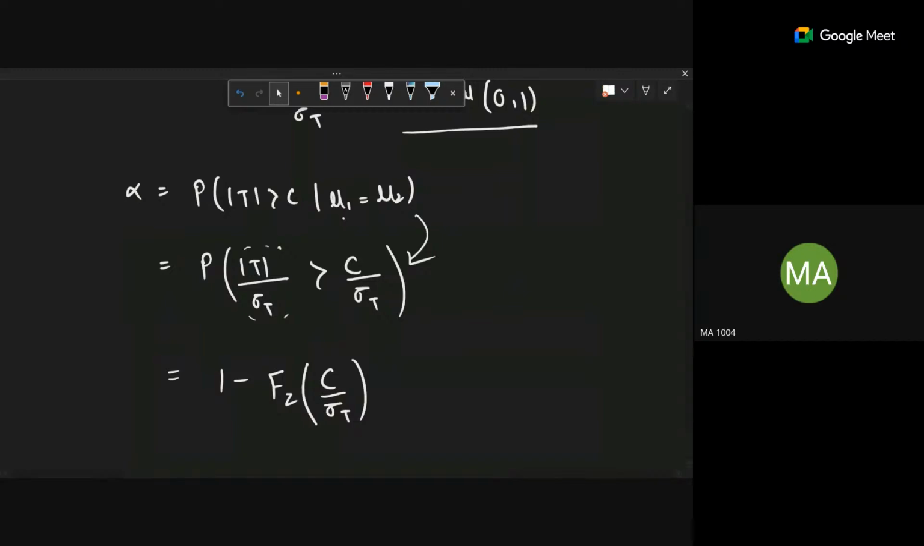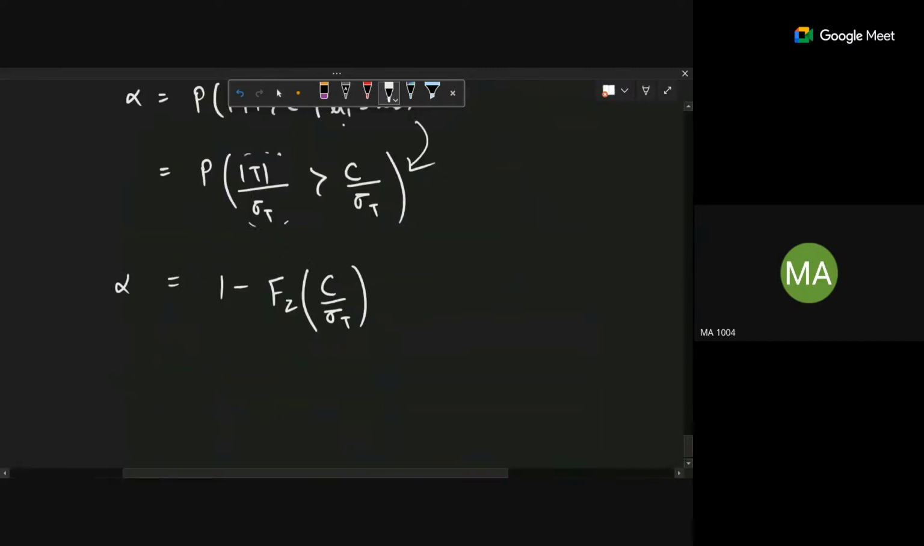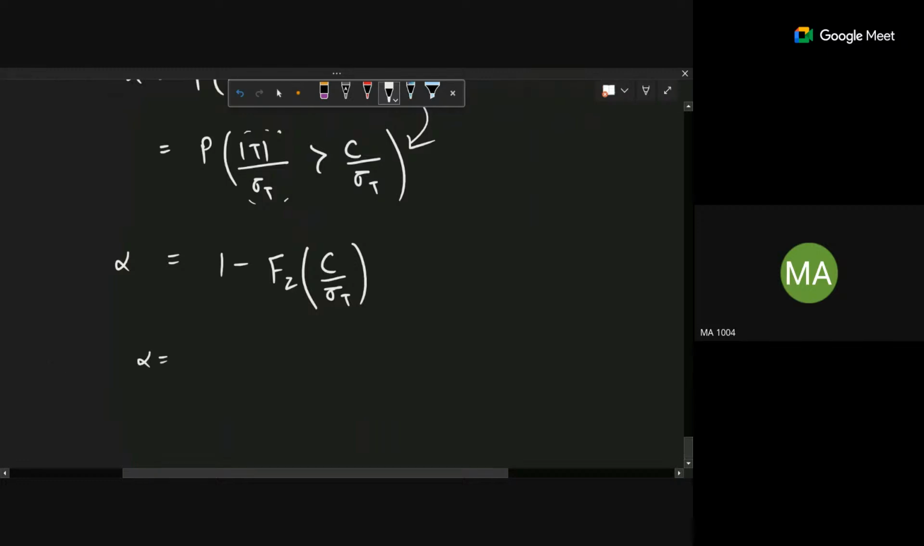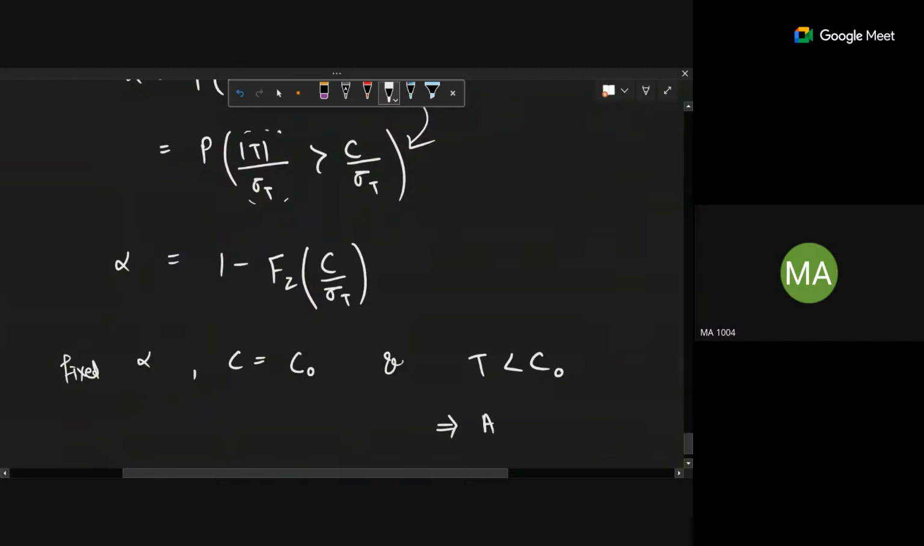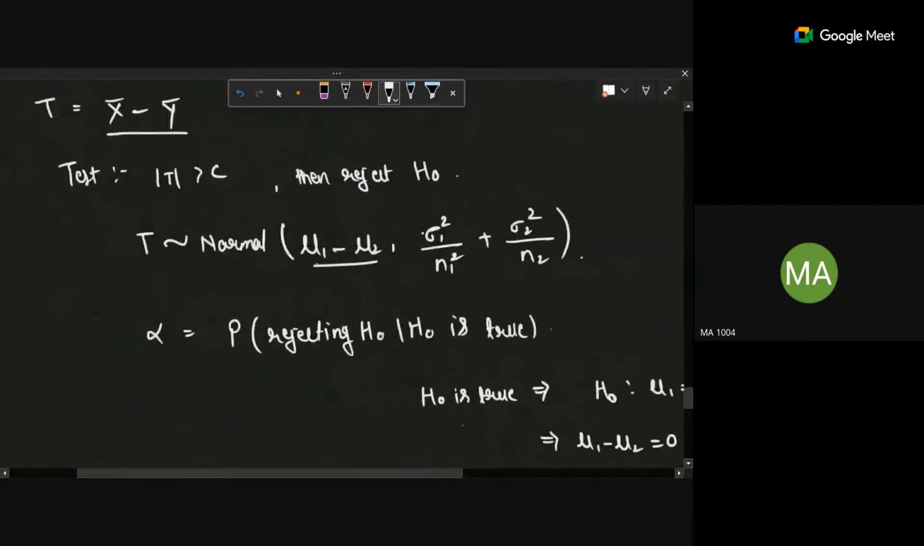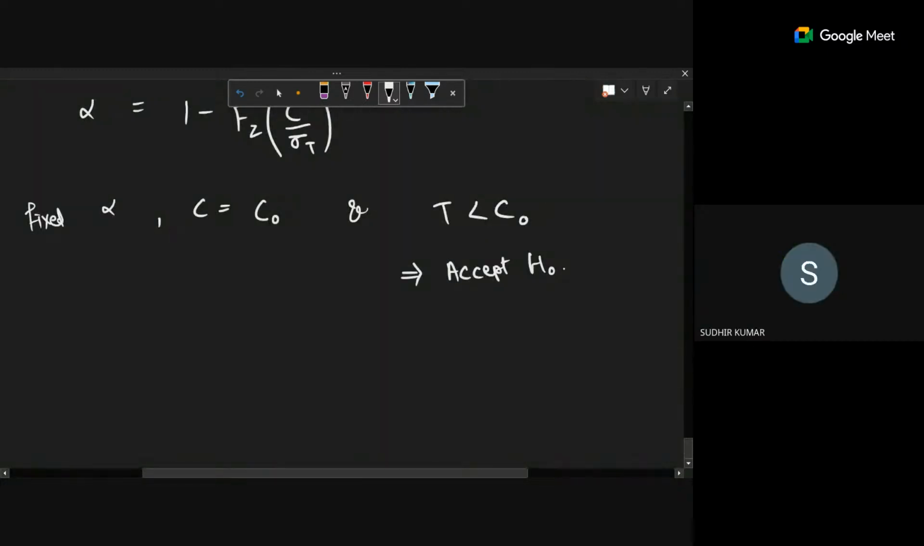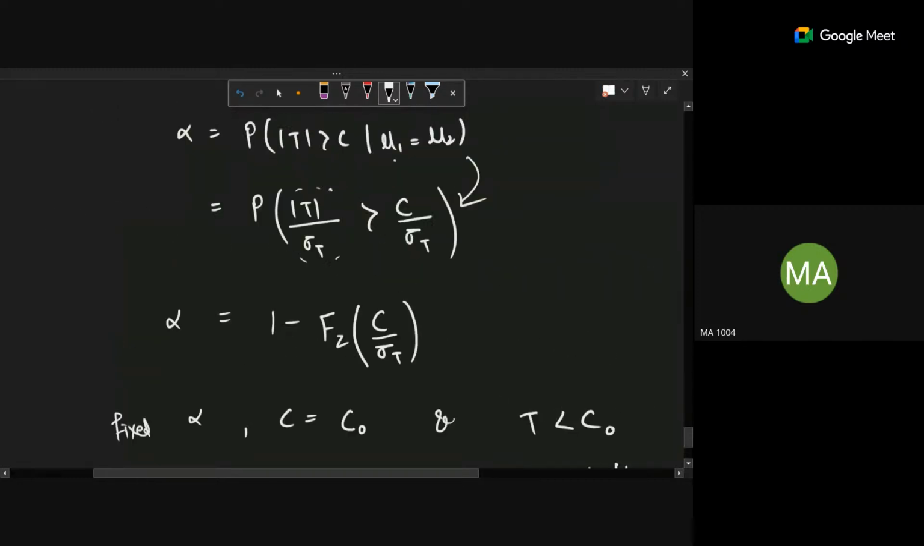Based on that, we check the conclusion for the test. Let's say for some fixed alpha, we find that the value of c is some c naught, and t, that is x bar minus y bar, is actually less than c naught. Then what will you do? If t is less than c naught, you will accept h naught, right? Is there any doubt for this particular test?